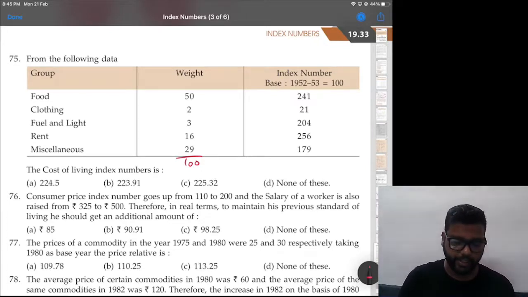MRC and everything divided by 100. So 219.91 is the correct answer. 219.91, it is not in the options. So none of these is the correct answer for question number 75. Okay.